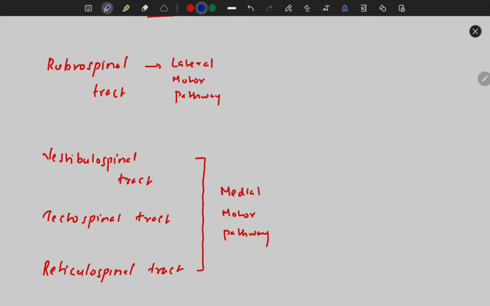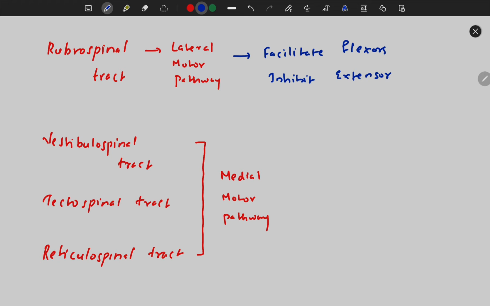This rubrospinal tract facilitates the flexors and inhibits the extensor muscles. The vestibulospinal action is opposite of this. That is, it will facilitate the extensors and inhibit the flexors.